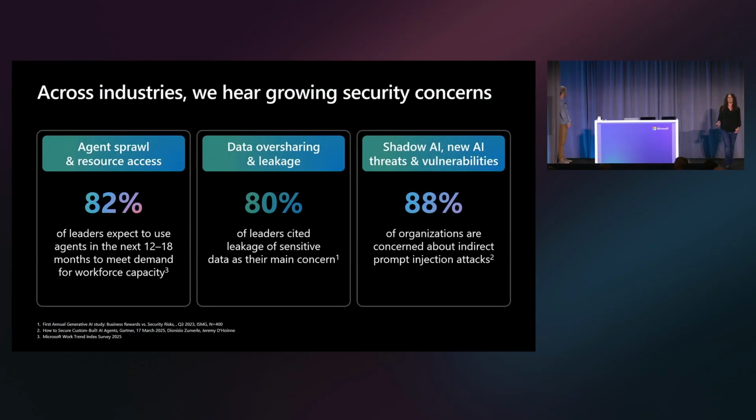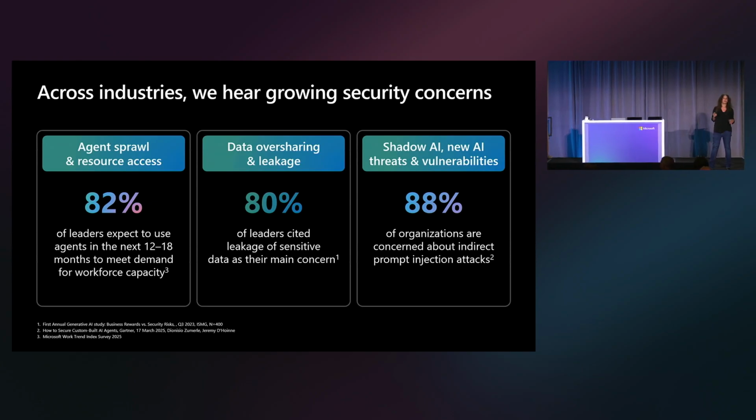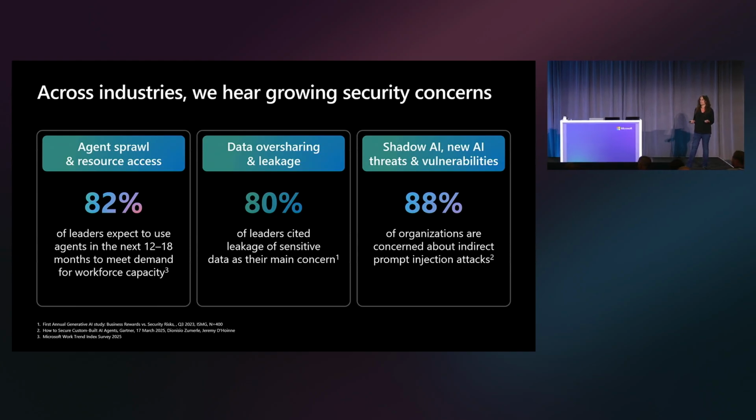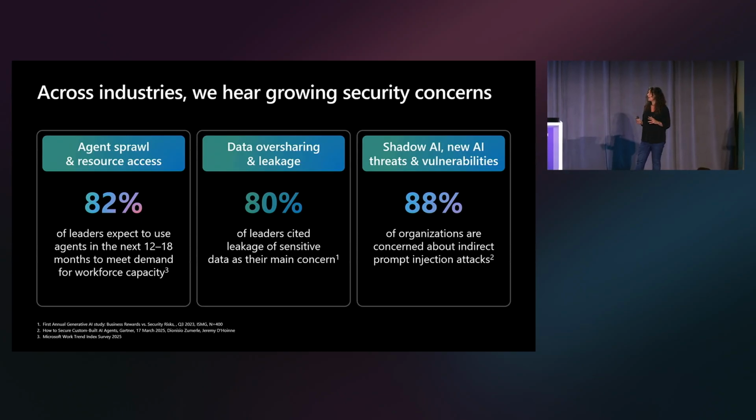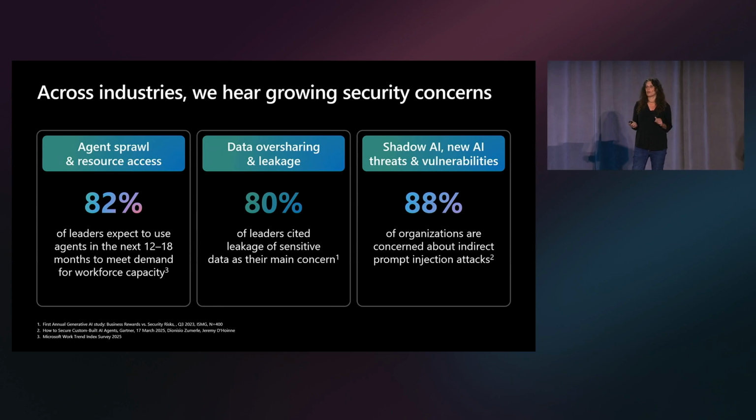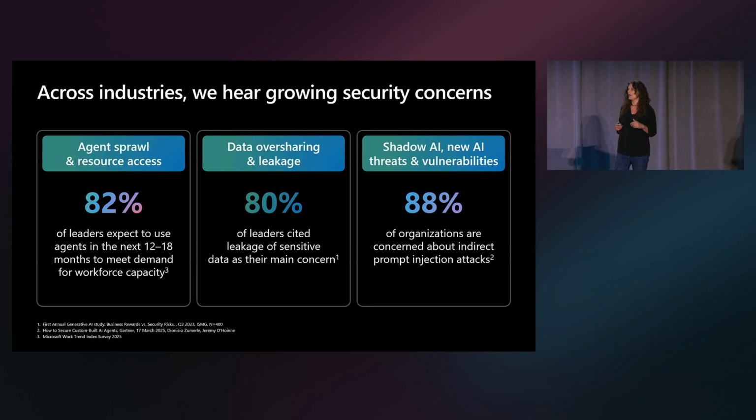When we talk to customers, we see that 82% of customers are concerned about agent sprawl: how do I control the agents, how do I see what agents are running in my organization. Then we see that customers are concerned about data oversharing, data leakage, and data security. How can I make sure that my data is not leaked or overshared? And how do I know what's running in my organization? What is my shadow AI? How do I protect against the new generative AI threats and vulnerabilities? How do I know that I don't have any MCPs with misconfiguration or vulnerabilities?